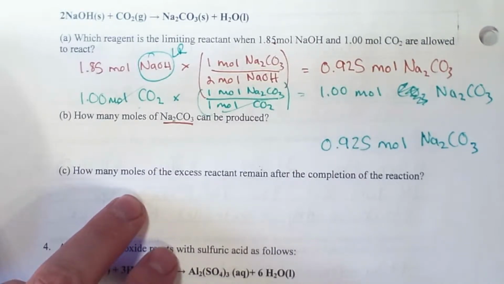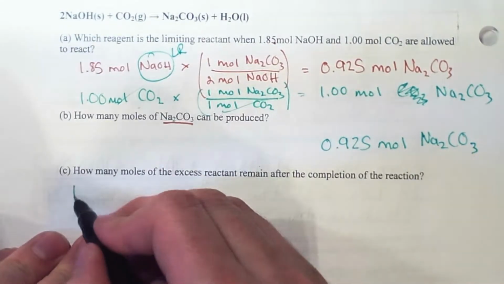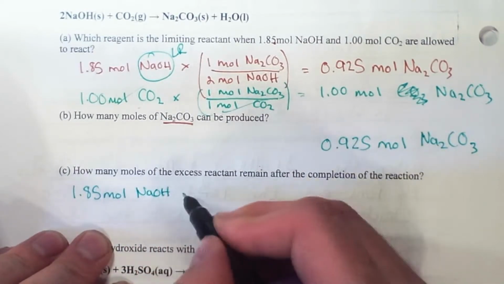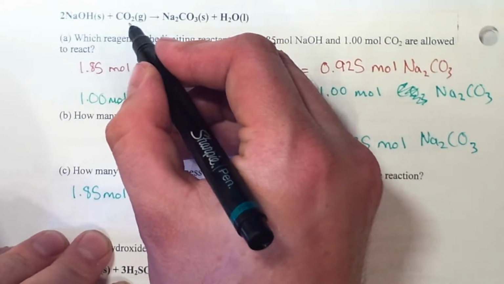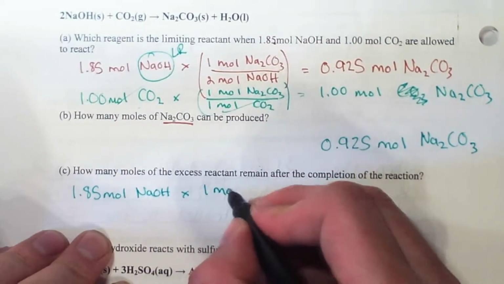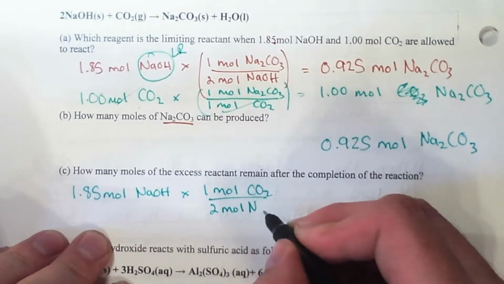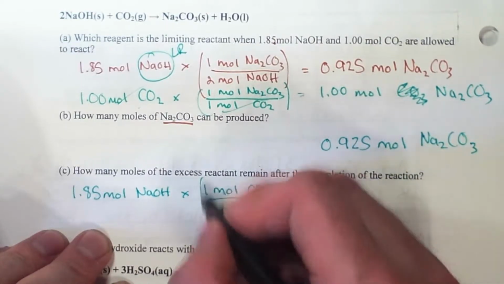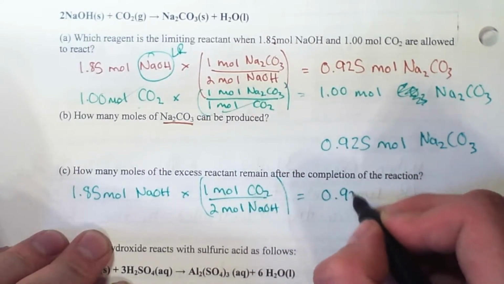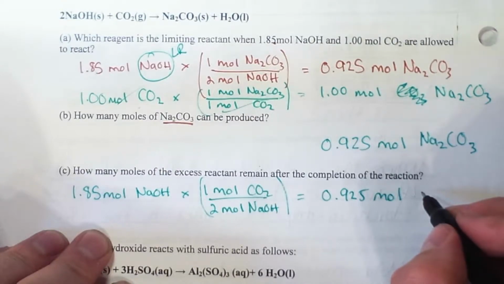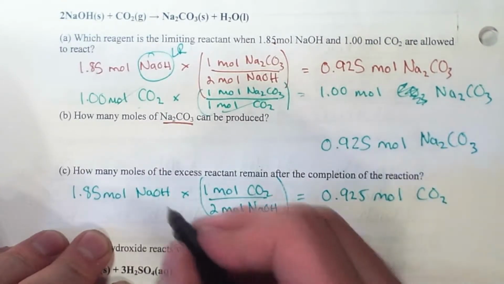Part C says how many moles of excess reactant remain after the completion of the reaction. So 1.85 moles of NaOH. My excess reactant will be the other reactant, carbon dioxide. So 1 mole CO2 for every 2 moles of NaOH equals 0.925 moles of CO2 would be used.